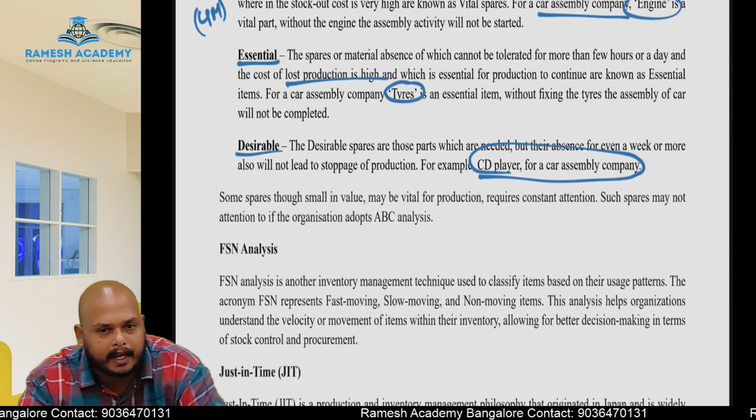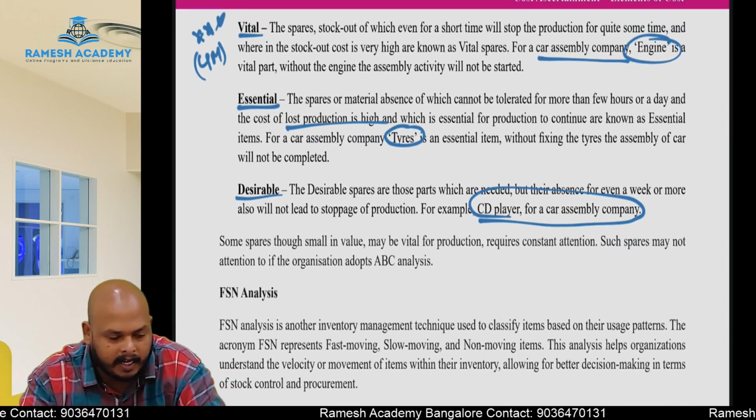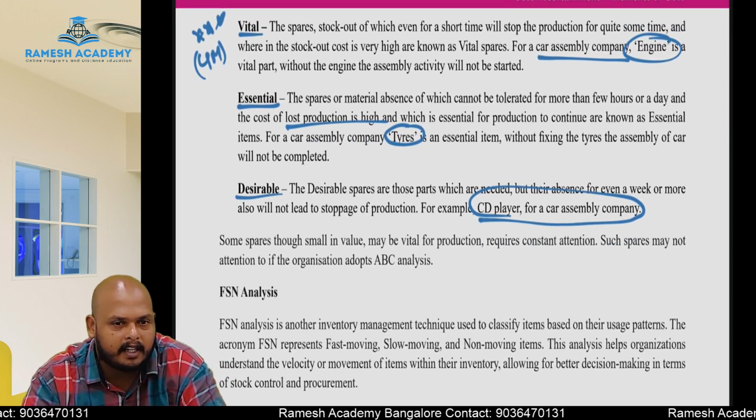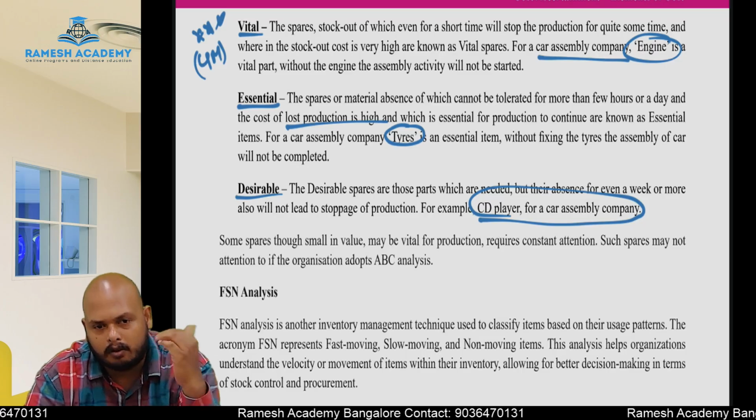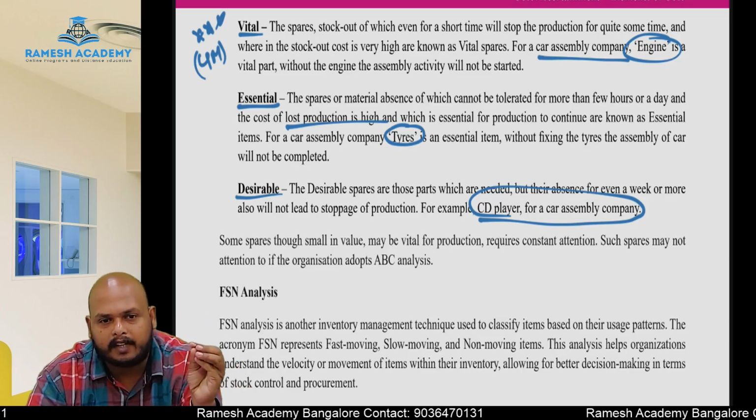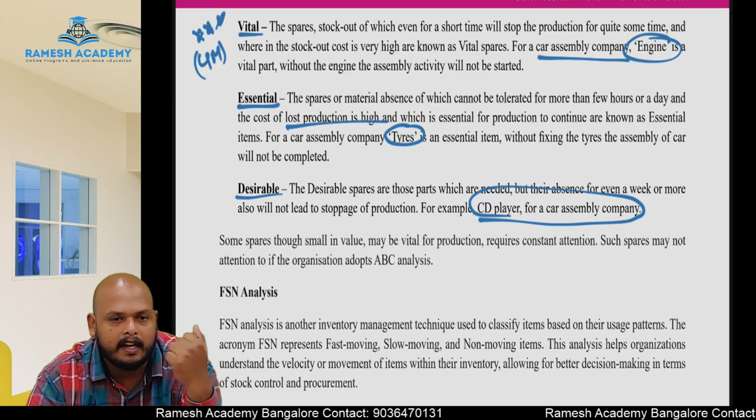Frequently they will keep on asking in the exam, Nana. VED analysis. Vital, essential, desirable. Vital is nothing but if this stock is not available for a smaller period of time also, the cost of production will be very high.